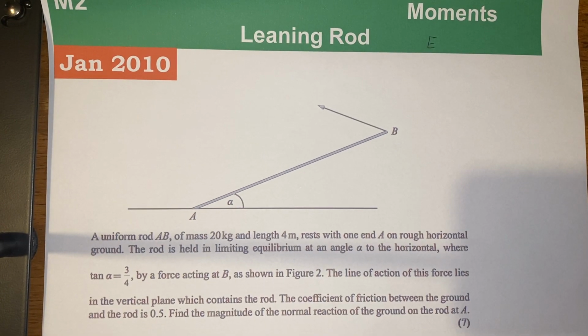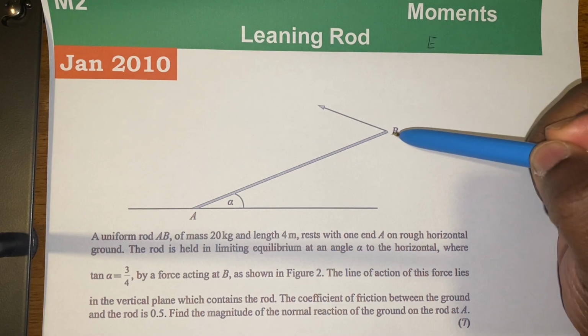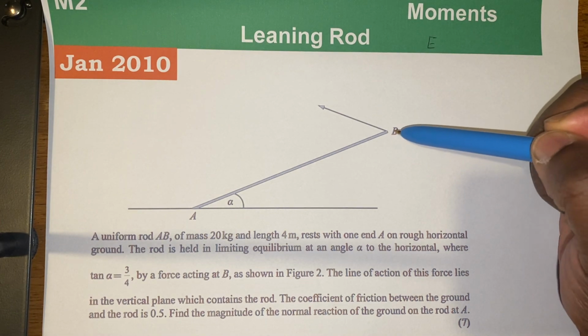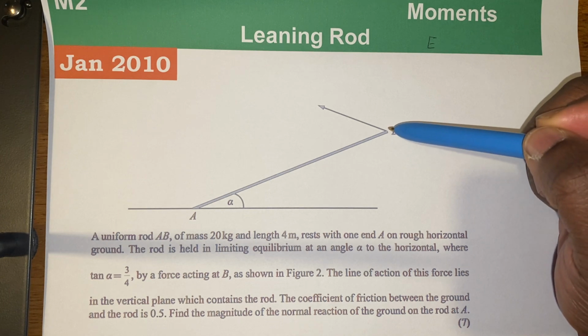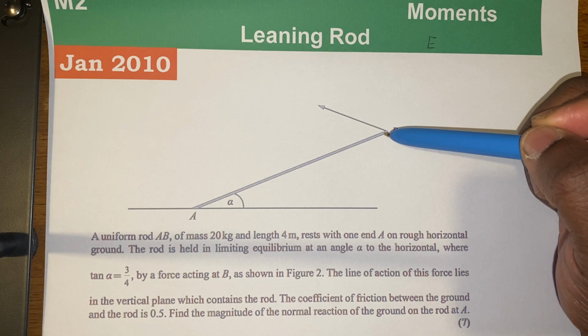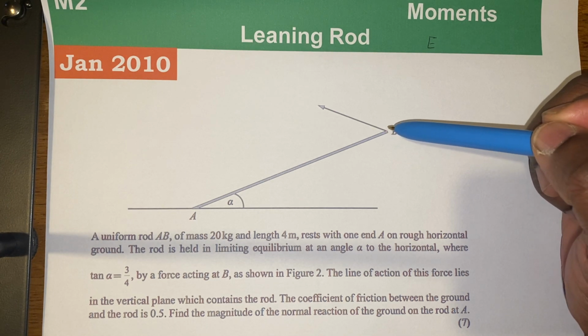In this video, we're going to have a look at another leaning rod question. This one is rather interesting because here we have a force acting at the point B, and we're not given any additional information about the angle at which the force is acting relative to the rod, or the magnitude of the force.